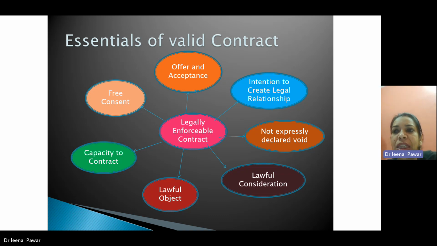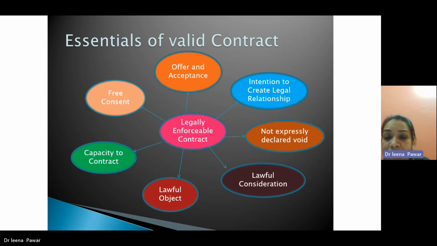Now the next condition is the lawful object. What is the lawful object? It says that the contract should be lawful. Section 23 of the Indian Contract Act says an agreement entered into with an unlawful consideration or object is declared void. Lawful object means the object of an agreement should be lawful.